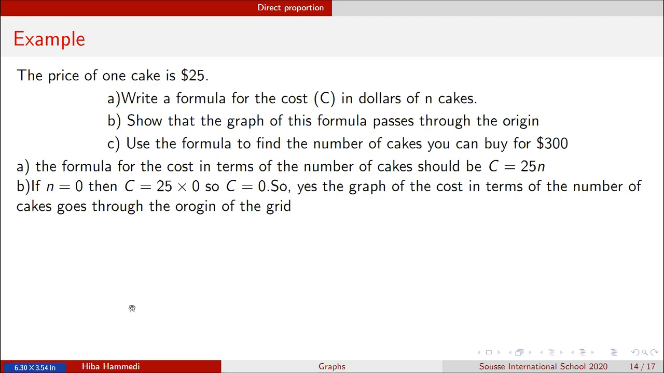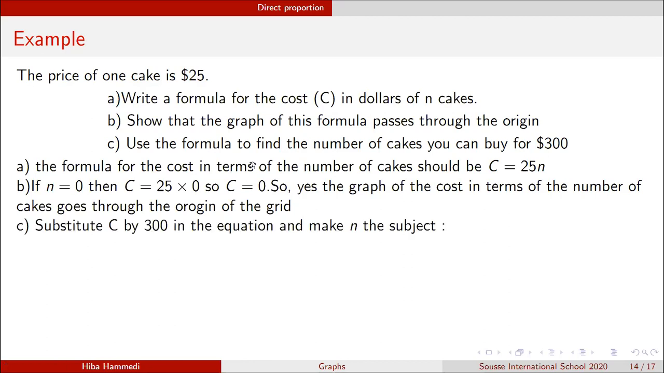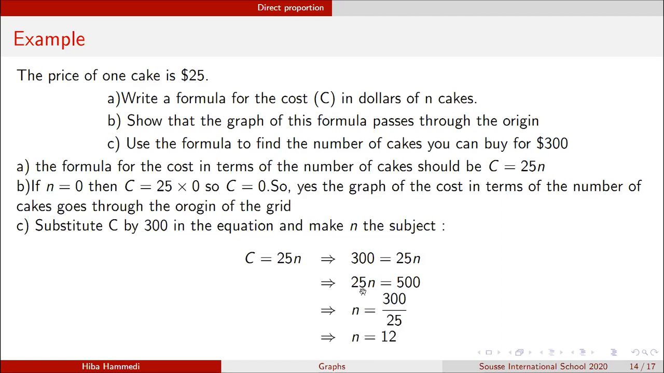For the last question, I need to use the formula C is equal to 25 times n to check how many cakes I can buy with $300. So I just need to substitute C by 300 in the equation. So I start by writing 300 is equal to 25n, and I will flip both sides. So 25 times n is equal to 300. Dividing both sides by 25, I can see that with $300 I can buy 12 cakes.